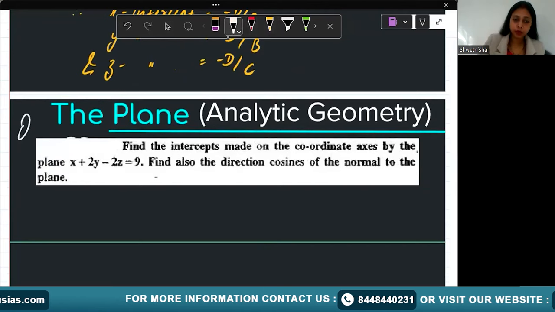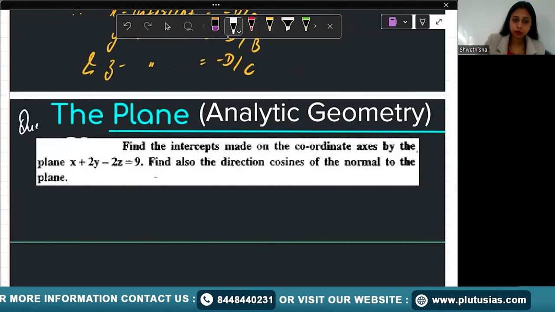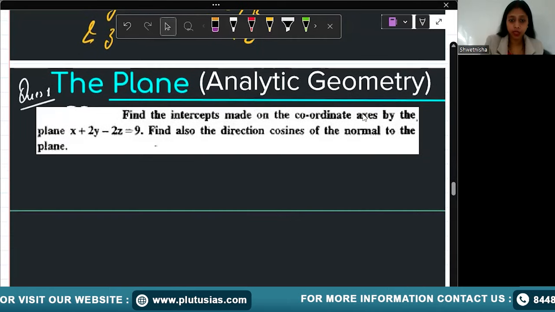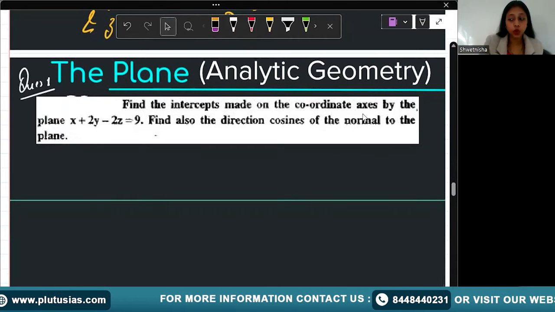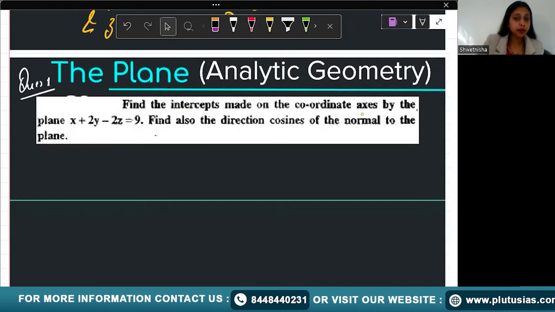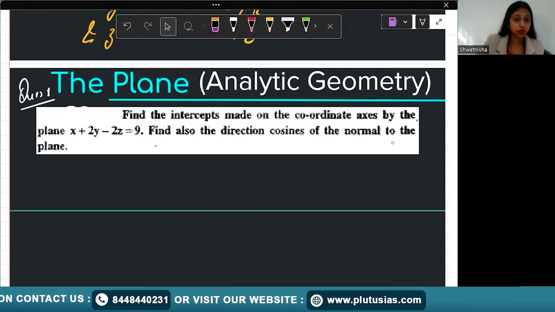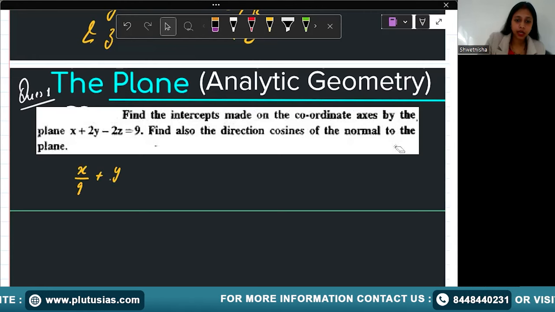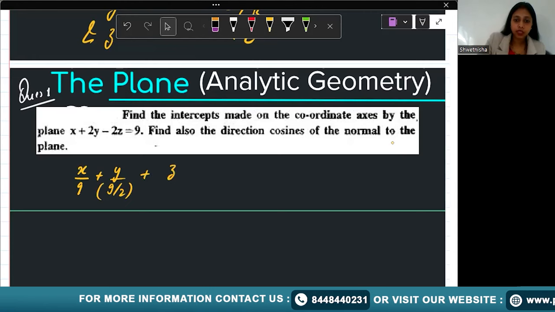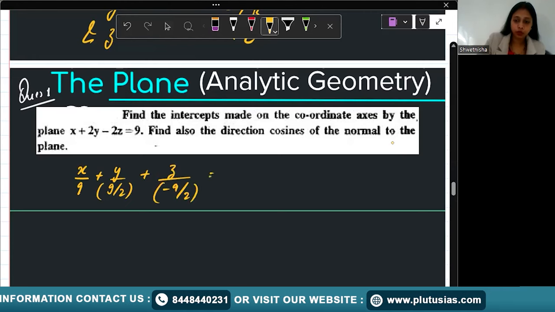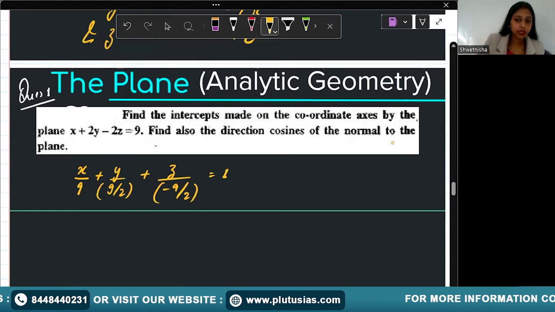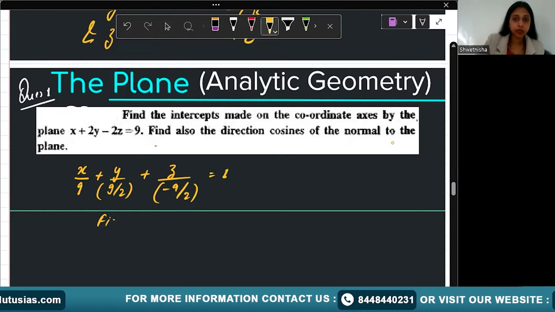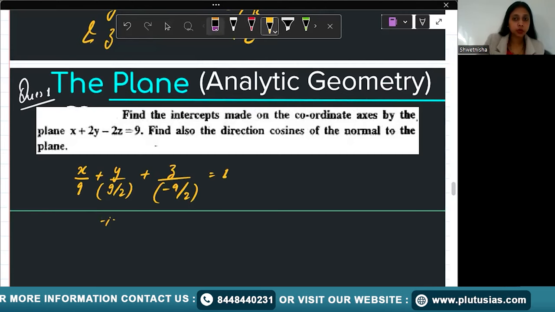These are the intercepts. Let's do a question. Find the intercept made on the coordinate axes by the plane given. Also find the direction cosines of the normal of the plane. So just write it in this form, X by A plus Y by B plus Z by C equals 1, and you'll get your intercepts. So this is simply X by 9 plus Y divided by 9 by 2 plus Z divided by minus 9 by 2 equals 1. So here you get the intercepts on the x-axis, y-axis and z-axis, respectively 9, 9 by 2 and minus 9 by 2.